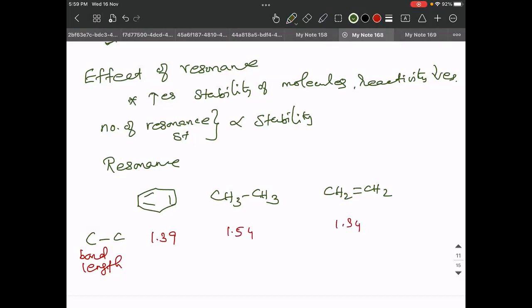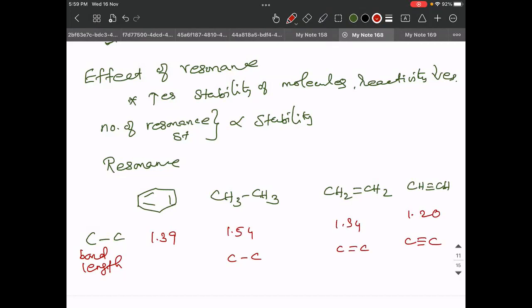So if you take acetylene, 1.20. So this is the carbon-carbon single bond present. Here the carbon-carbon double bond is present. Here the carbon-carbon triple bond is present. Due to the increase in the number of bonds, the bond length decreases.